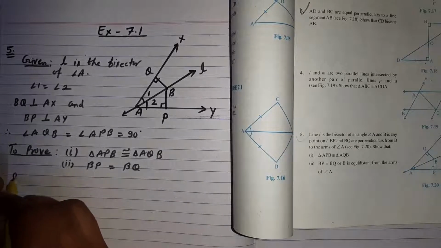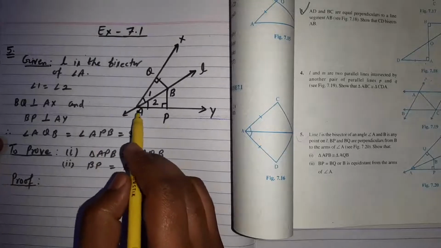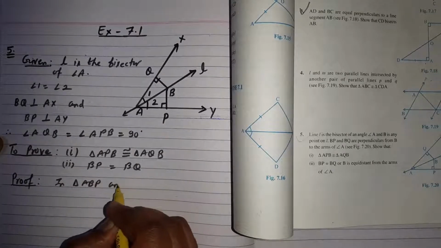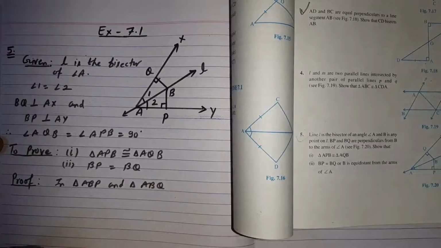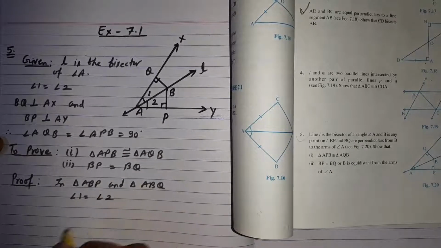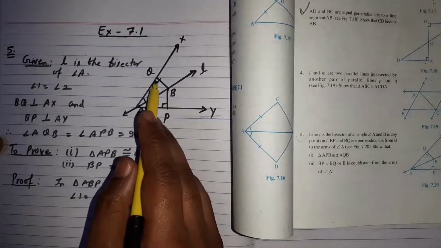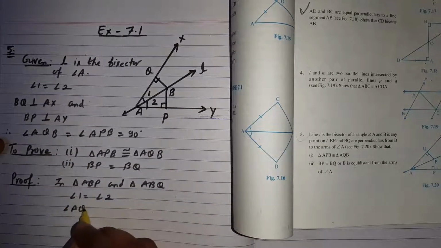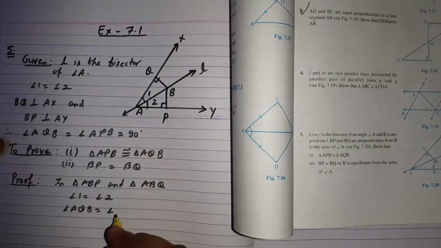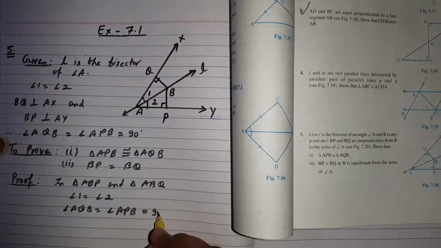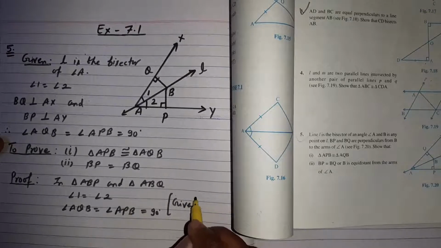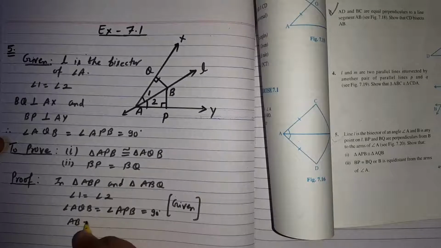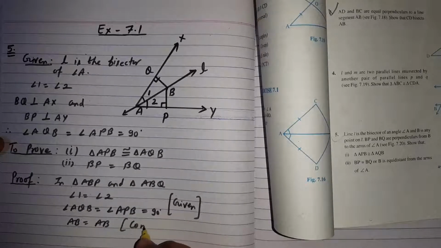Okay, now the proof is, see the triangle ABP and triangle ABQ. In triangle ABP and triangle ABQ, angle 1 is equal to angle 2, it is given. Angle AQB is equal to angle APB, 90 degrees, it is also given. Both are given. And AB is equal to AB, common side.